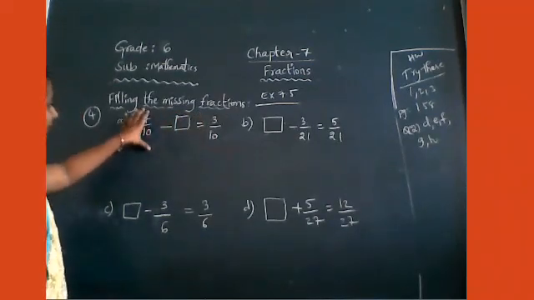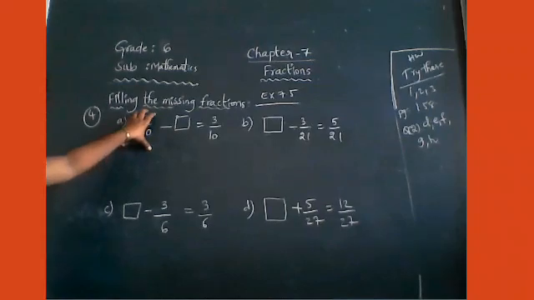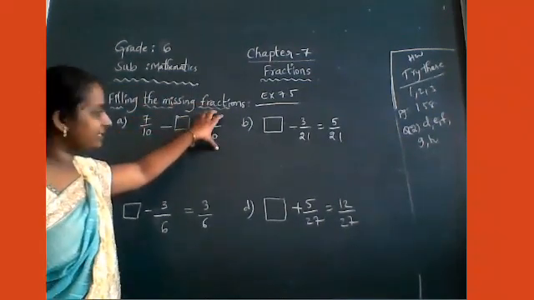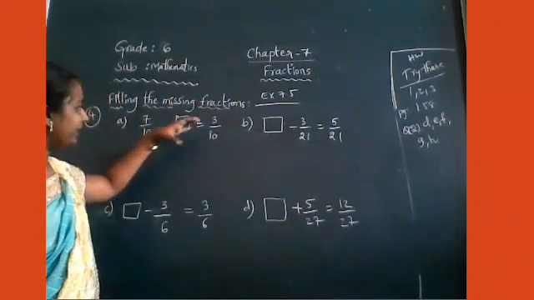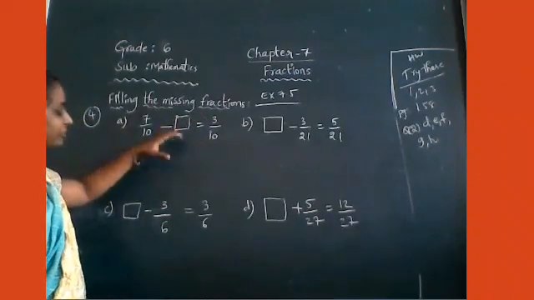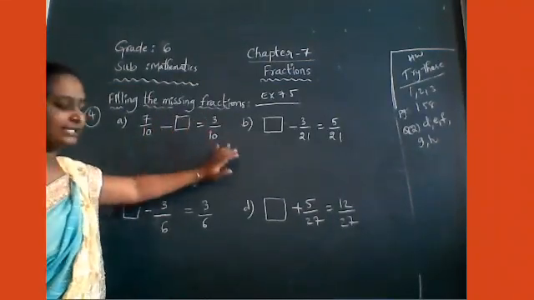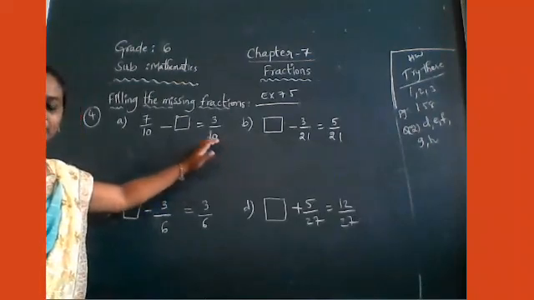So here the 7 by 10 fraction is already there. The answer is 3 by 10. So which fraction should you take to get 3 by 10? Tell me which fraction you have to take here.